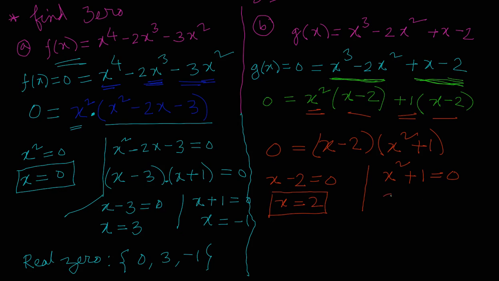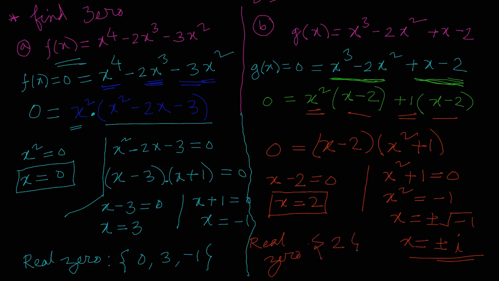Here what I get, x square equals negative 1. So x equals plus minus square root of negative 1, which equals plus minus i. Now if you notice, this is not a real solution, this is imaginary. So for this problem, what are my real zeros? The real zero for this problem is only 1, which is 2. Okay, so that is the solution for this particular problem.